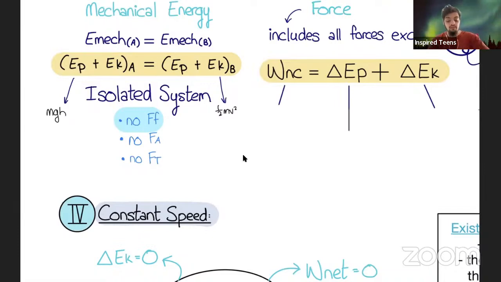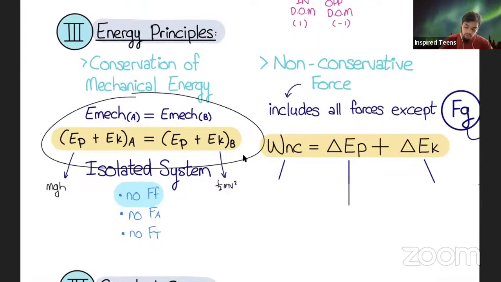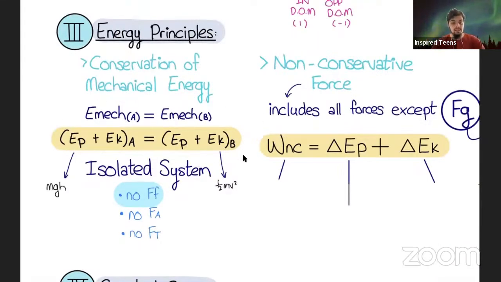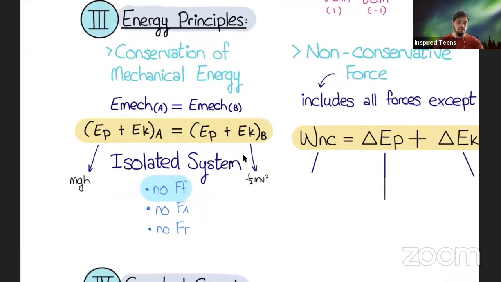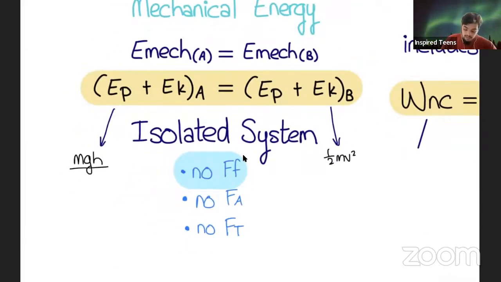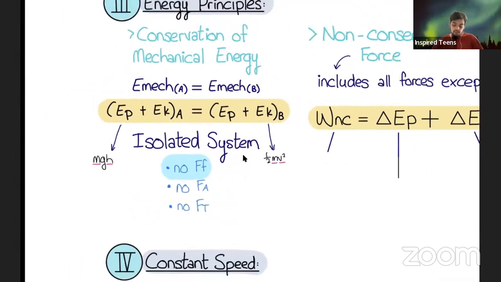Please note, if you have a frictionless system, meaning a system with no friction, however there's an applied force, then it's not an isolated system, and you cannot use the conservation of mechanical energy formula. The only time you can use it is if it is an isolated system, meaning there's no friction, no applied force, no tension. Then you can use this formula to help you calculate whatever you need to calculate. Keep in mind, here we have mass and height involved, and here we have mass and velocity involved. So if it's a velocity you're looking for, then perhaps you could use this formula, but we'll get to examples to explain that.